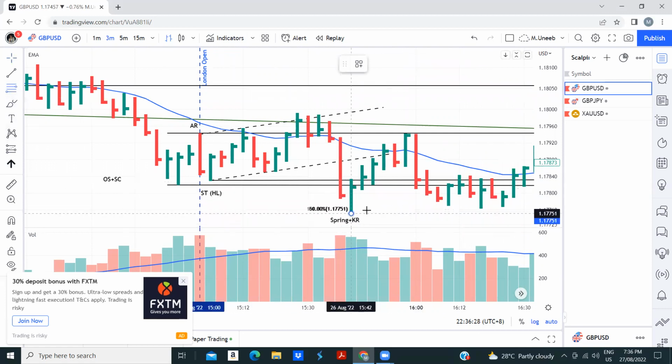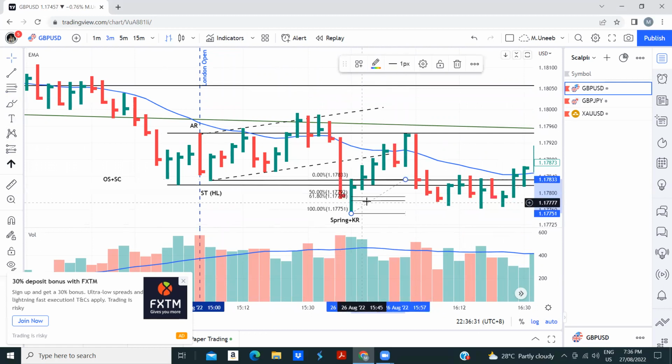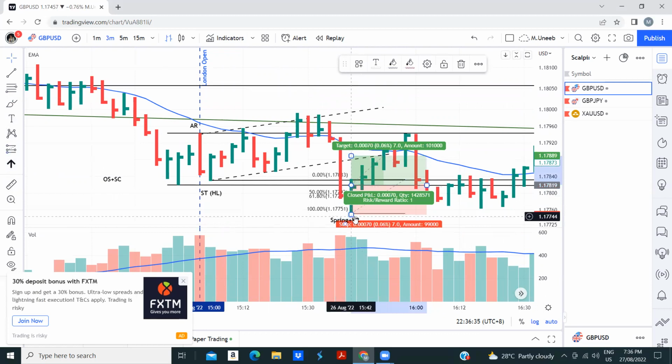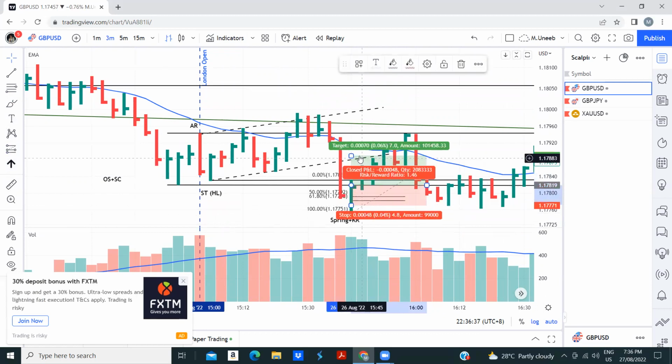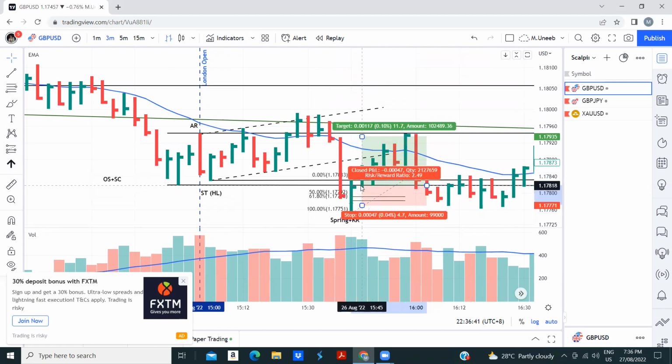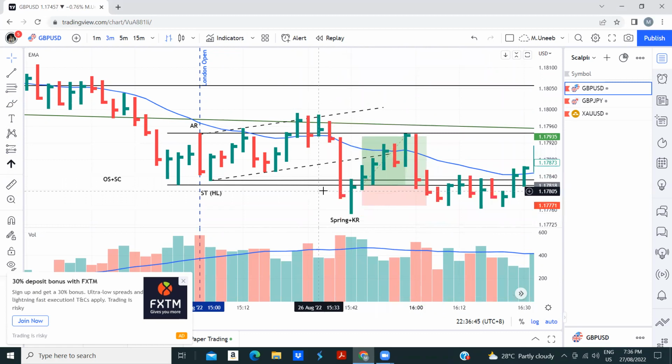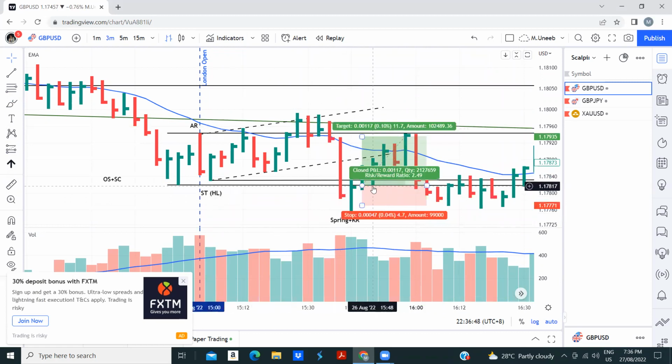Yep. So you draw from here to here, this 150, long position from here, stop loss right below here, 2R. Yes, that's also right.